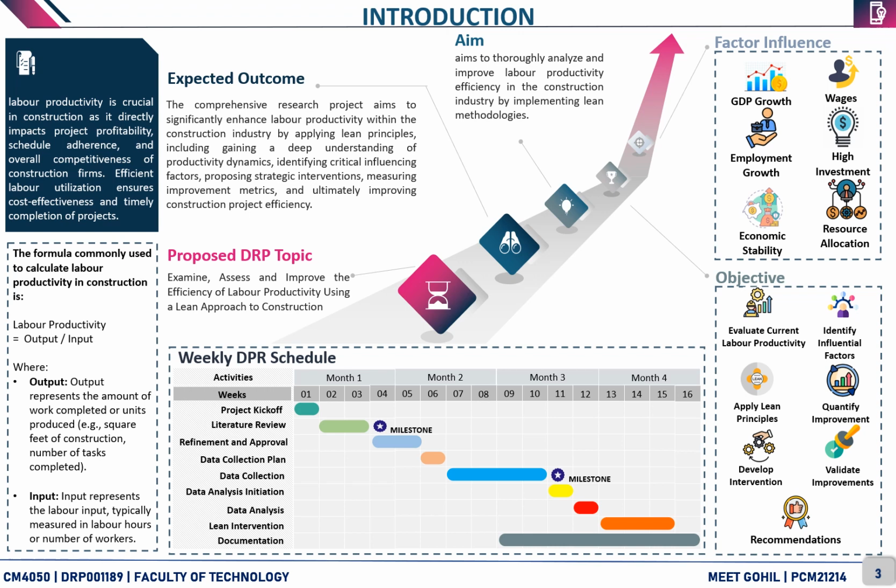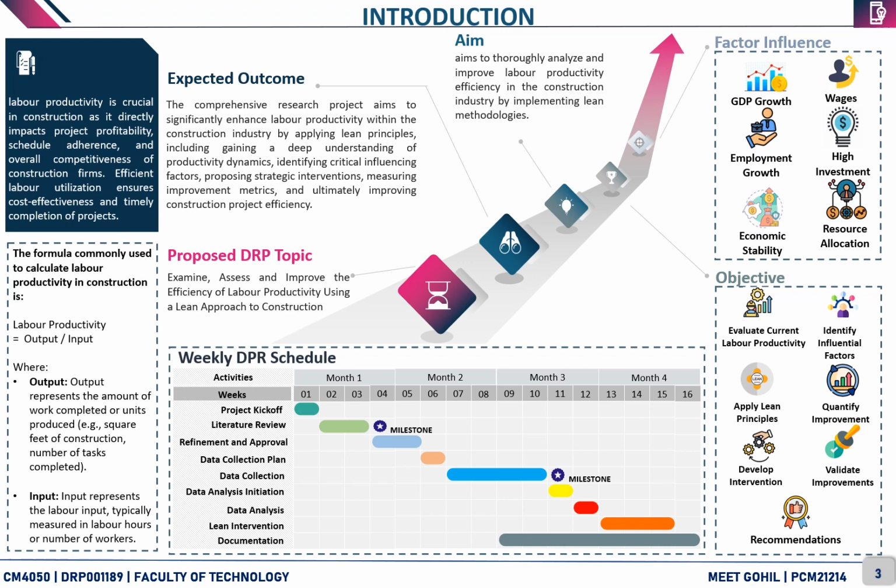The main expected outcome of this was to significantly enhance labor productivity within the construction industry by applying lean principles such as foreman delay survey, last planner system, work sampling. Not only this, also to gain a deep understanding of productivity dynamics, identifying critical influencing factors, proposing strategies, measuring improvements, and ultimately improving construction project efficiency.